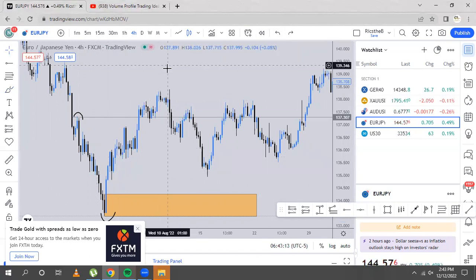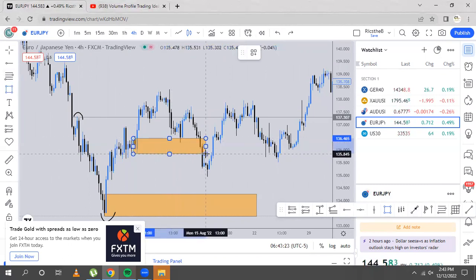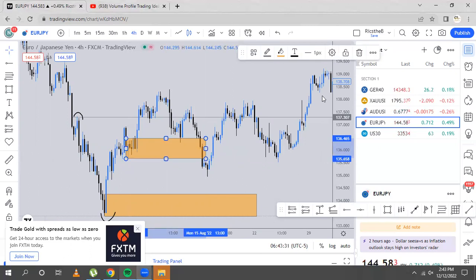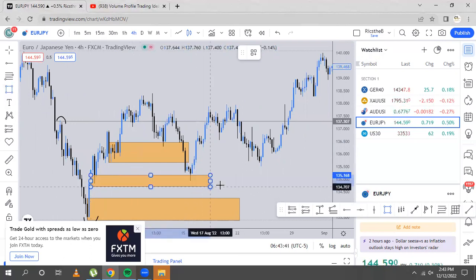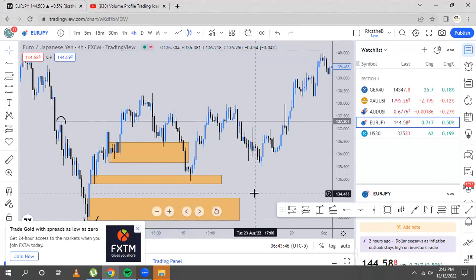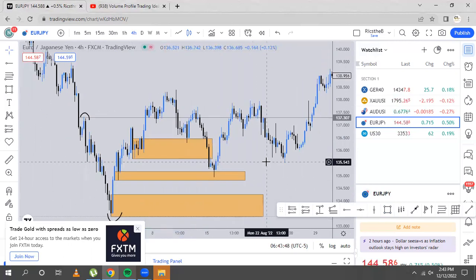So we have this push, a nice break of structure. Then we also have this level right here, and this level right here. These are the two levels that I want us to look at. Then we have a level right here. We'll get to look at this maybe if we go to a much lower time frame. So this is what I really want to speak about.